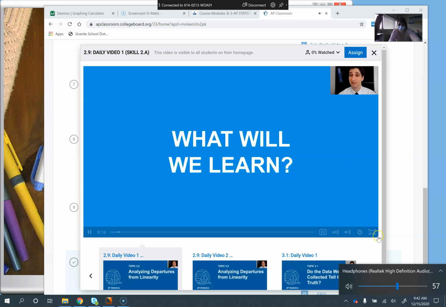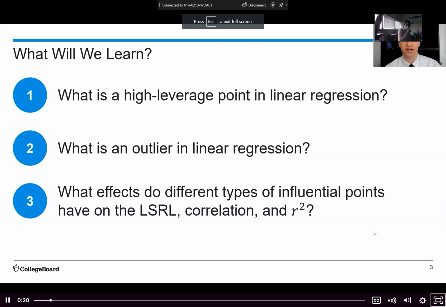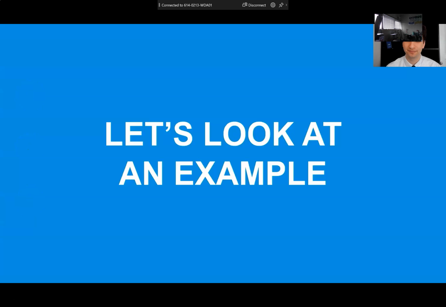So what exactly will we learn today? We're going to learn what is a high leverage point in linear regression. We're going to learn what is an outlier when doing linear regression. And what effects do different types of influential points have on the least squares regression line, the correlation, and r squared. Well, let's look at an example.